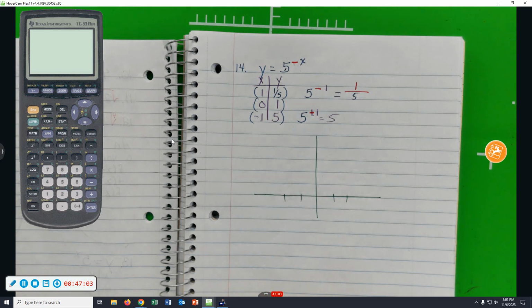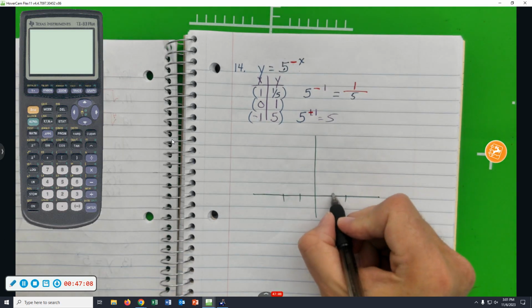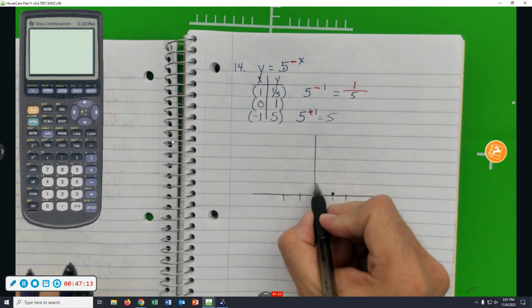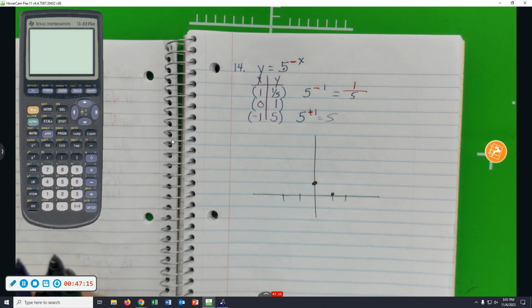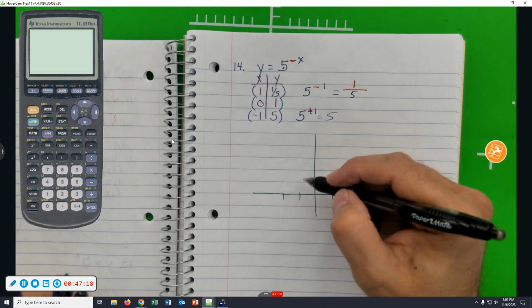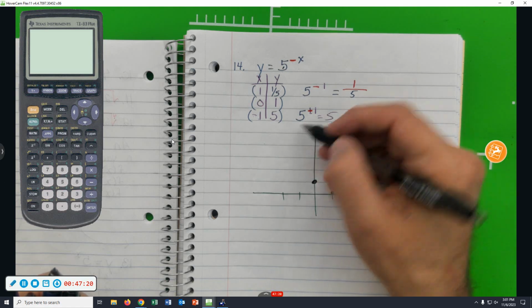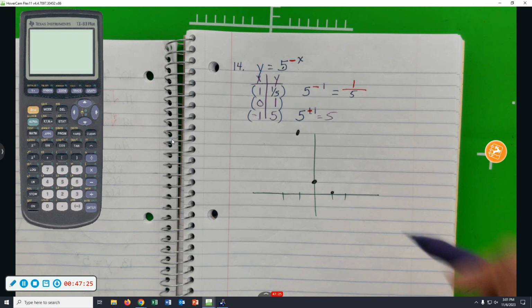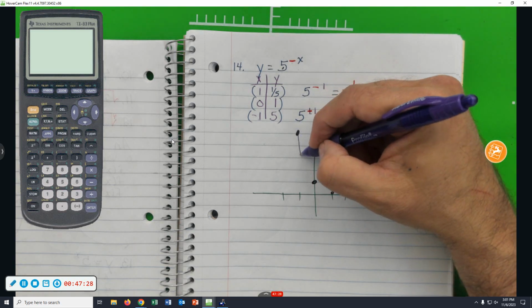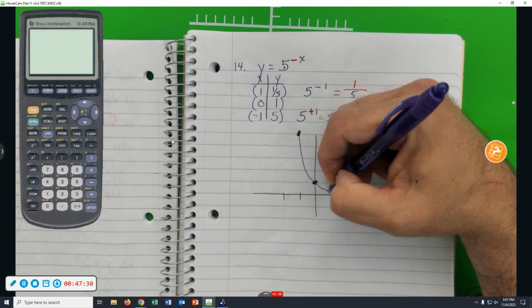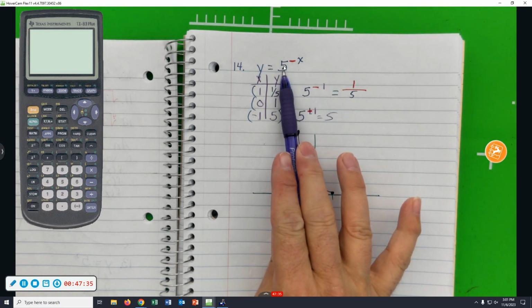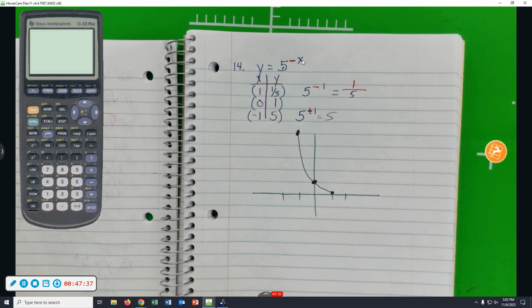So plotting right 1 up a 5th, right up there, over 0 up 1, left 1 up 5. 1, 2, 3, 4, 5. Connect the dots, and is any of this going to go below the x-axis? No. Remember we said a positive number to any power is going to be positive.